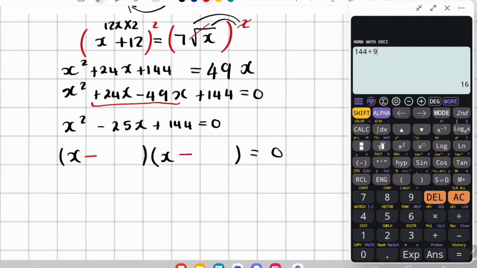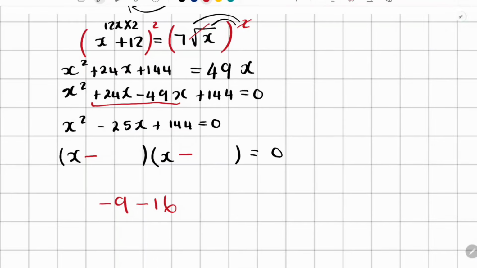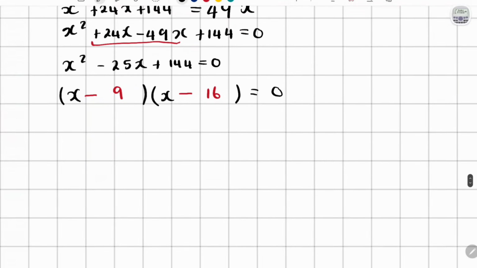So when trying numbers, I tried 2, 3, 4, and they were not working, until I got to 9. So 144 divided by 9 gives you 16. And remember, they're both going to be negative. So we have negative 9 and negative 16. And negative 9 minus 16 gives you negative 25. So that works out, and I'm going to use those factors. I have negative 9 and negative 16. So this is just an equation.